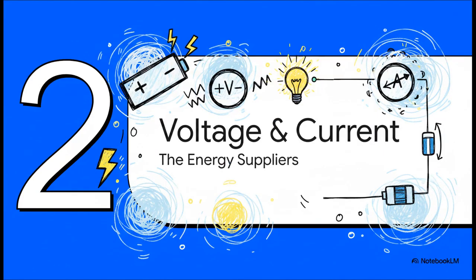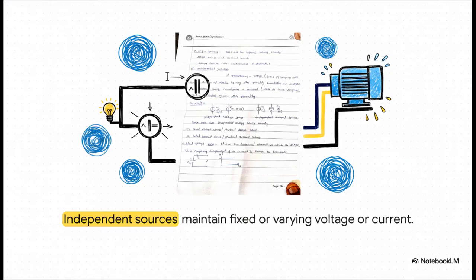Moving right along to section 2, voltage and current sources. So now that we know active elements are energy suppliers, let's gently examine the two main types you're going to encounter all the time in your studies and on your exams. You'll typically see these drawn as circular symbols. Those represent what we call independent sources.